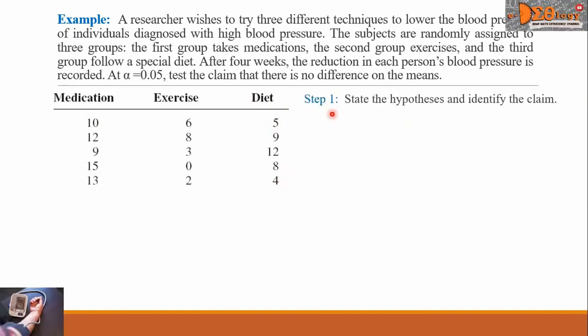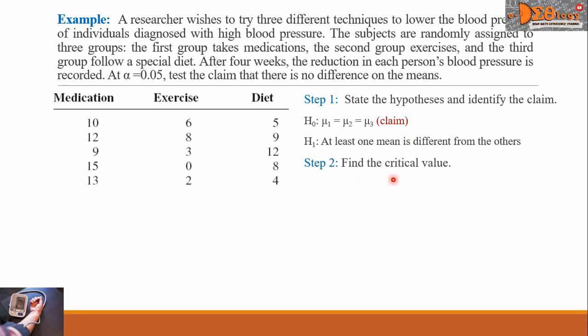Now let us write the step 1. State the hypothesis and identify the claim. The null hypothesis is H sub 0: mu sub 1 equals mu sub 2 equals mu sub 3. The alternative hypothesis is H sub 1: at least one mean is different from the others. When we read the problem, we can see that the null hypothesis is the claim of this problem.